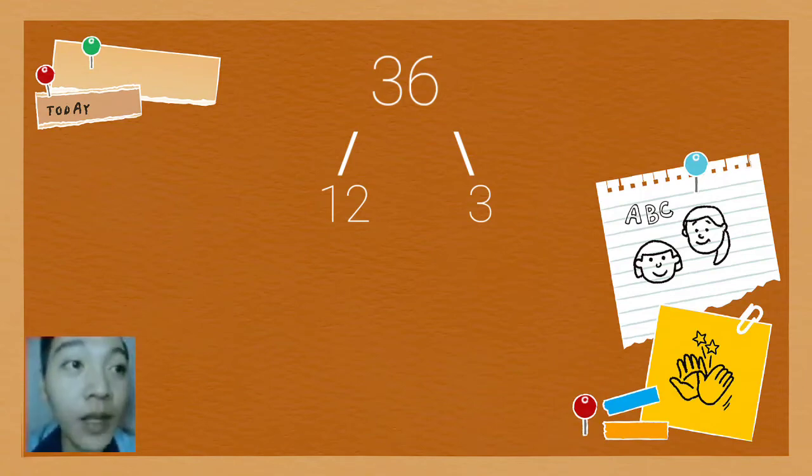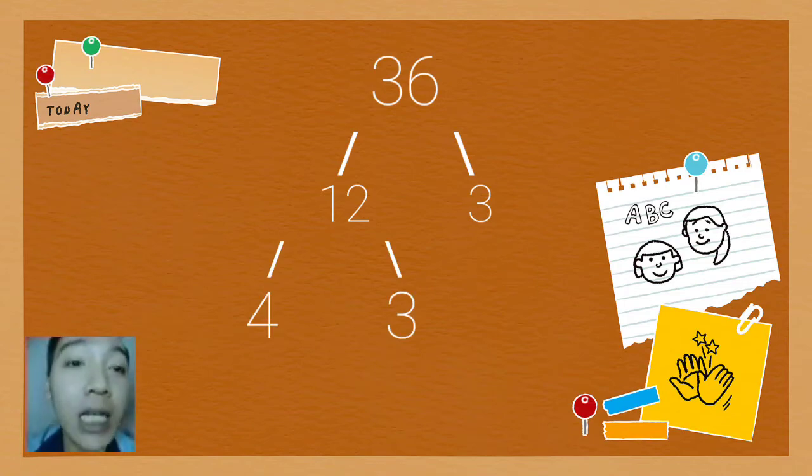So, 12, let's think, like in the step 2, we're going to think two numbers when we multiply, the product will be 12. So, the factors of 12 are 4 and 3. So, we're going to write another line which serves as a branch of our factor, and then under those lines we're going to write 4 and 3, which is the factor of 12.